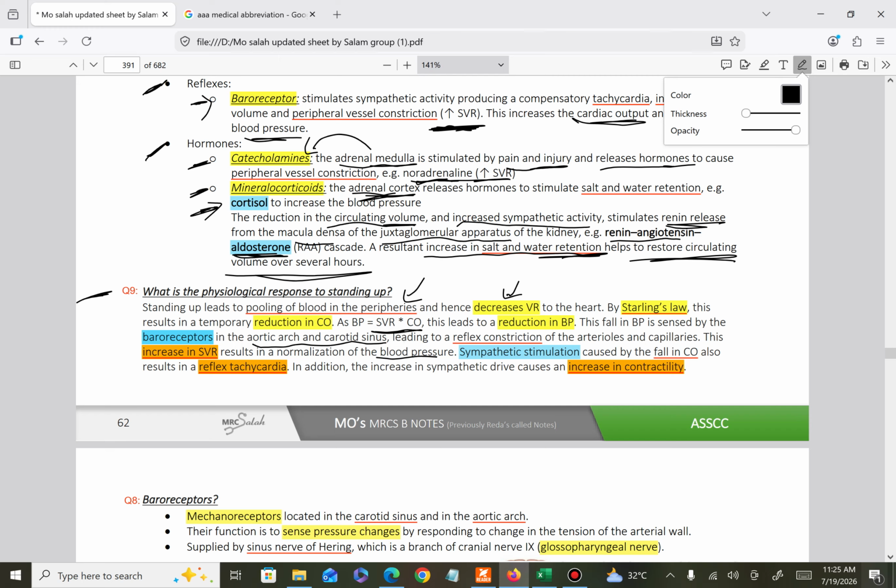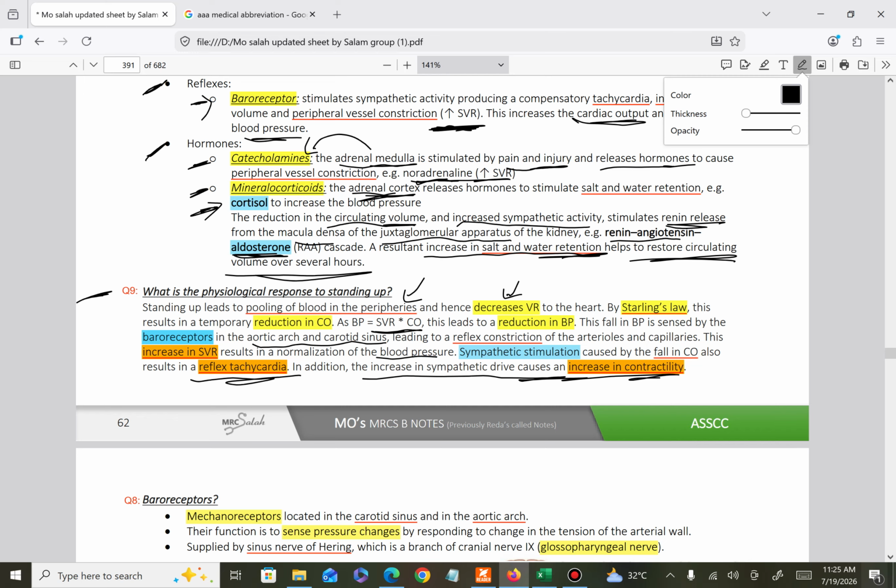Okay, sympathetic stimulation caused by the fall in cardiac output also results in reflex tachycardia. In addition, the increase in sympathetic drive causes an increase in contractility.